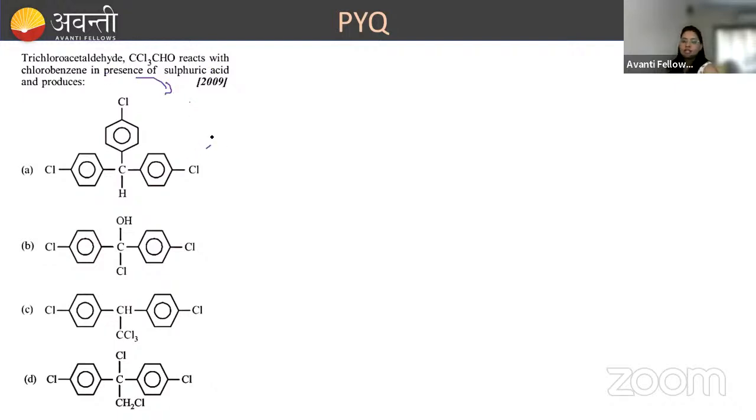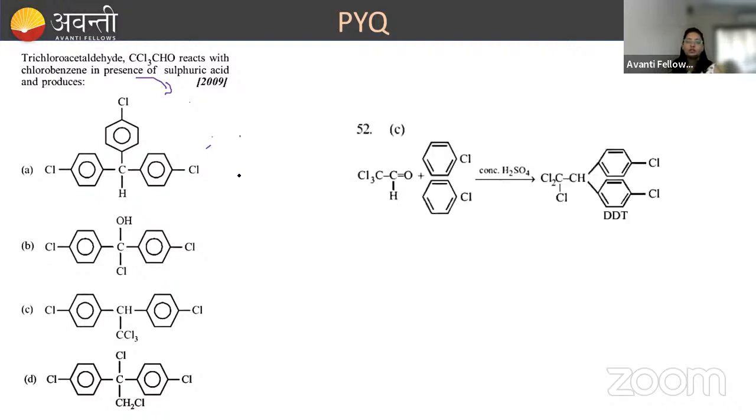So see the reaction here. I'm going to show you the reaction. This is our trichloroacetaldehyde. When it reacts with chlorobenzene in presence of concentrated H2SO4, we get DDT. So this is the preparation of DDT reaction.